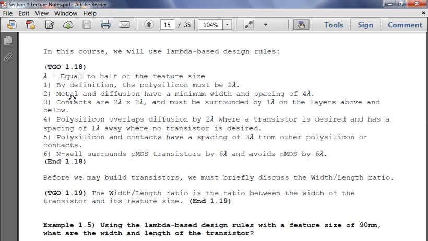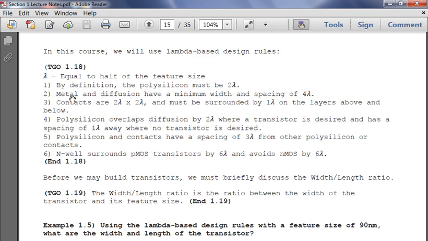Rule 5, polysilicon on contacts have a spacing of 3 lambda from other polysilicon or contacts. And then last, the N-well surrounds the PMOS transistor by 6 lambda and avoids NMOS by 6 lambda.